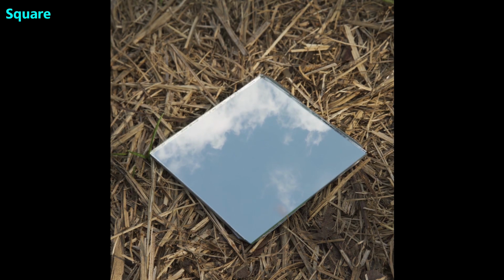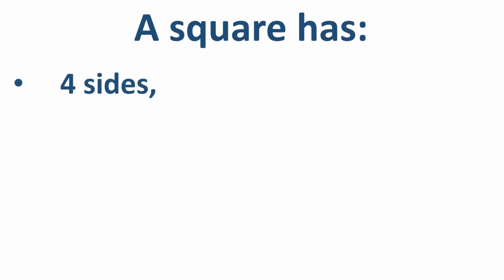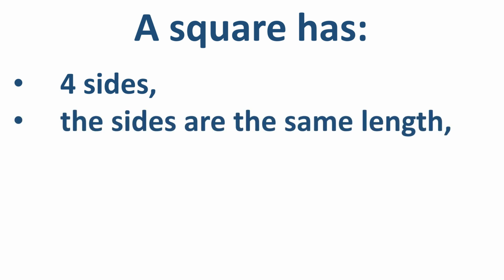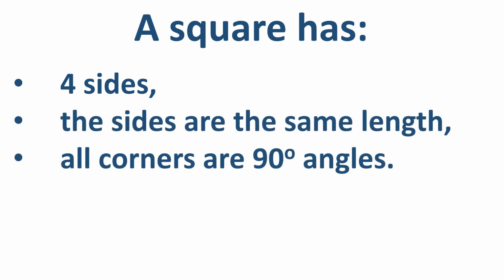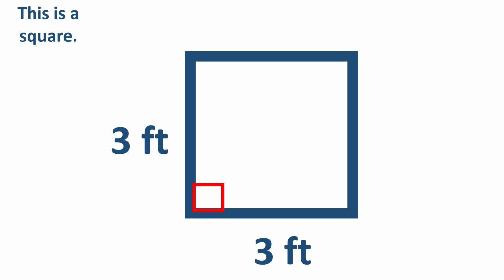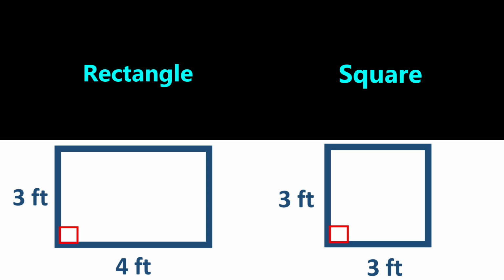Next, we'll learn the definition of a square. A square has 4 sides. The sides are the same length, and all the corners are 90-degree angles. A square and a rectangle have a lot in common since both have 4 sides and all of their angles are 90 degrees. But in a square, all of the sides are the same length. Whereas in a rectangle, any 2 sides that are touching each other are different lengths.